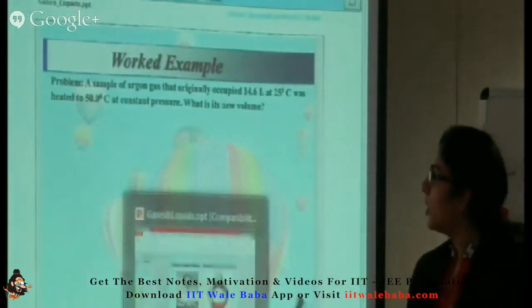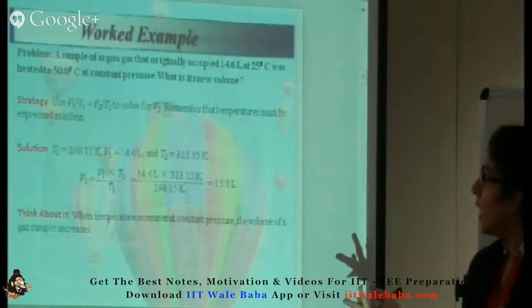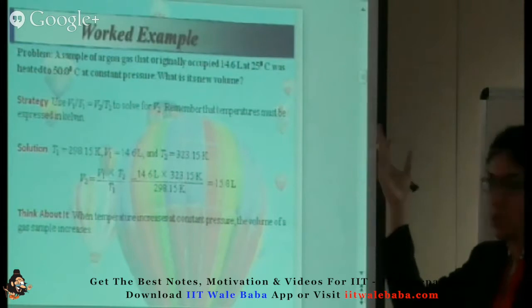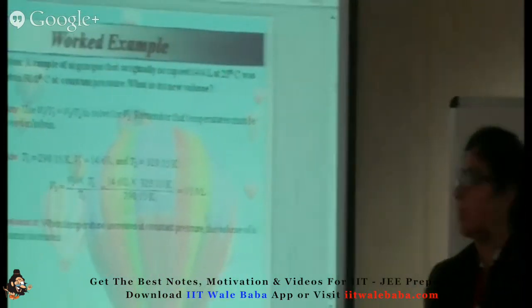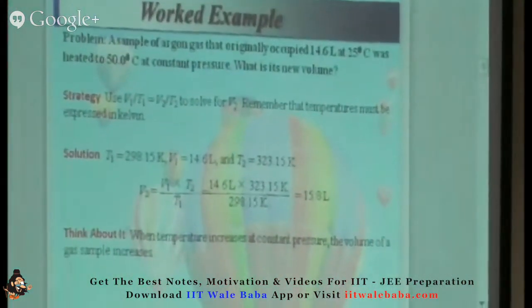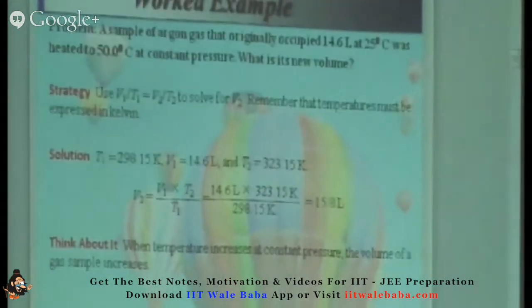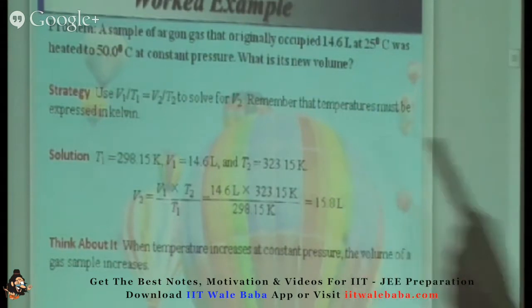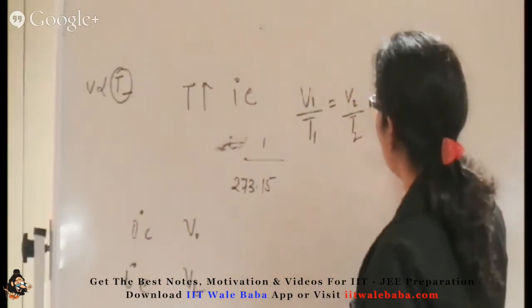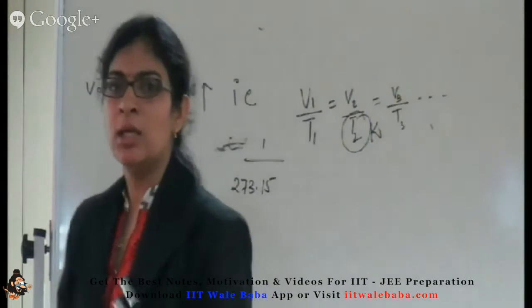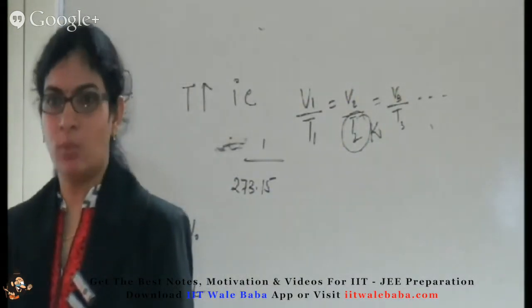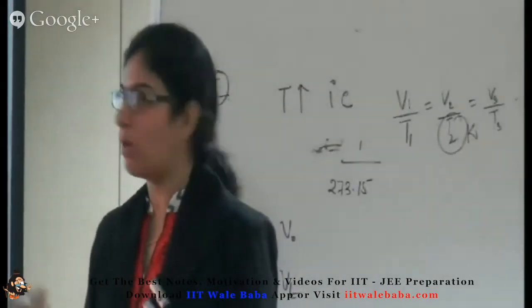Next, I have again some problems based on Charles' law. There is a sample of argon gas, original volume is 14.6 liter at 25 degree Celsius, and it is heated so that the temperature is doubled. So you double the temperature, and what is its new volume? You can use a simple mathematical relation, but one thing you have to keep in mind is that you will have to convert the temperature to the Kelvin scale. The moment you use this relation, V1 upon T1 equals V2 upon T2 equals V3 upon T3, and so on, you will have to have the temperature in Kelvin. You cannot have the temperature in degrees Celsius. In fact, Kelvin is your SI unit of temperature also.